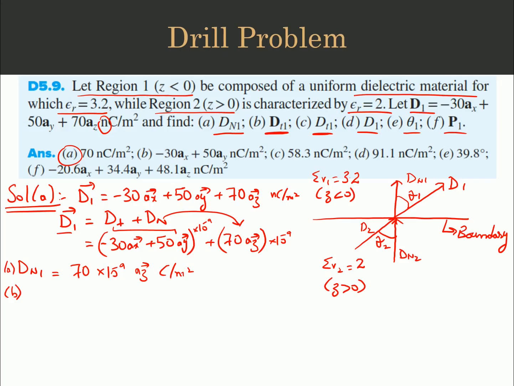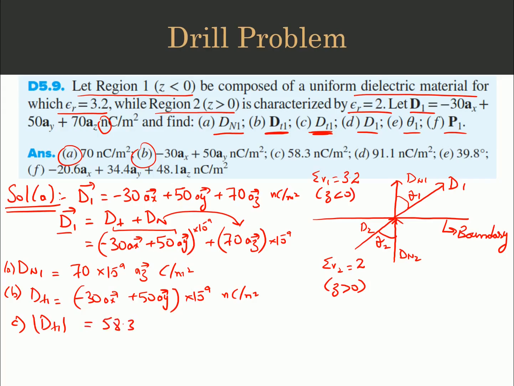What is the tangential component? We already know the tangential component is minus 30 along A of X plus 50 along A of Y into 10 raised to power minus 9, so it is nanocoulomb per meter square. That's it. What about the third part? What is the magnitude? You just take the magnitude of Dt1. So it comes out to be 58.3 nanocoulomb per meter square. That's the third part.